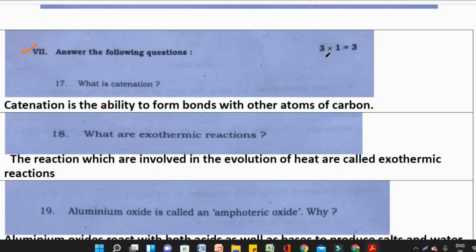Seventh section, answer the following three questions, 1 mark each. Define catenation, or what is catenation? Catenation is the ability of carbon to form bonds with other atoms of carbon. 18th question, what are exothermic reactions? The reactions which involve the evolution of heat are called exothermic reactions.